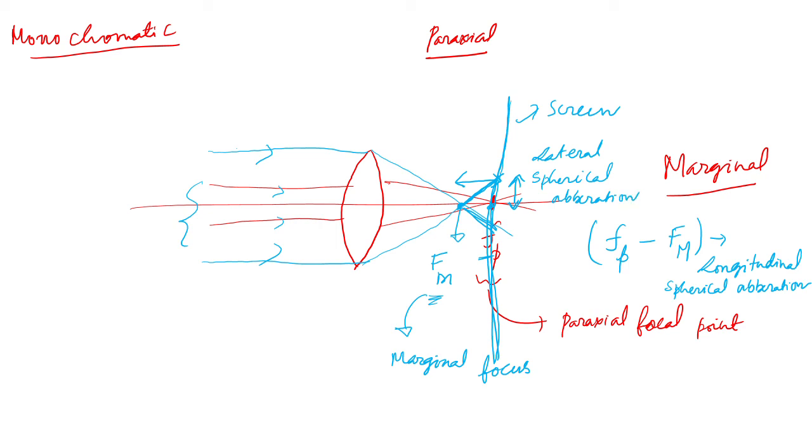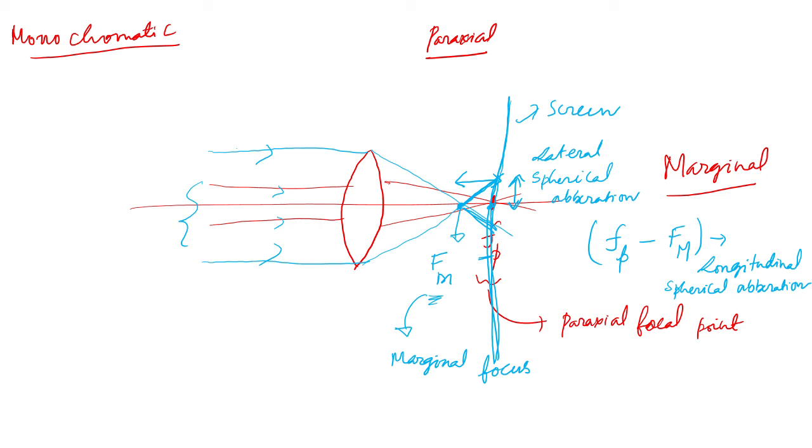right? So we have spherical aberration coming from monochromatic light, and then we can decouple it into two things. One is longitudinal. There is a difference between paraxial focus and the marginal focus, and the lateral spherical aberration, that is the height at which the marginal rays are on the screen placed at the paraxial focal point, right?